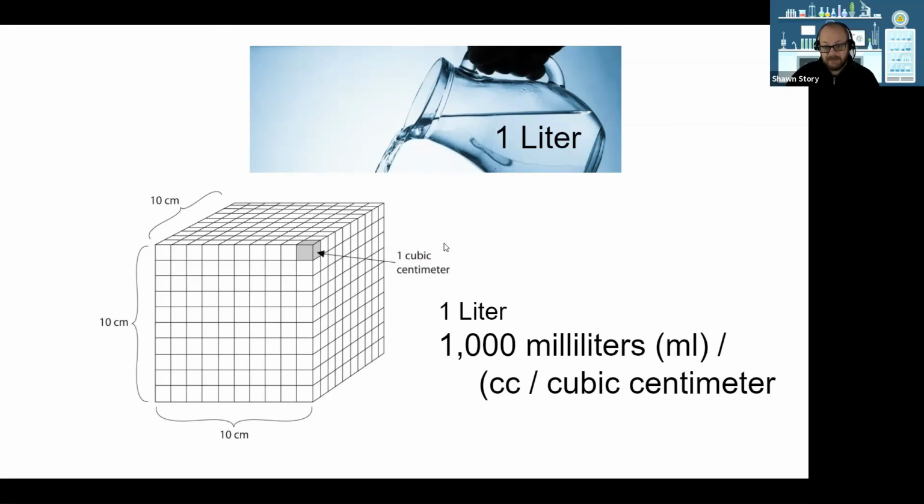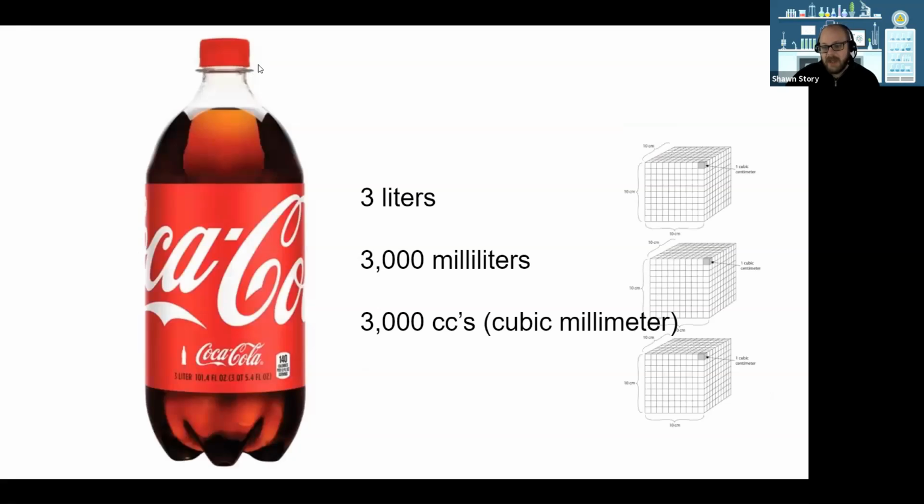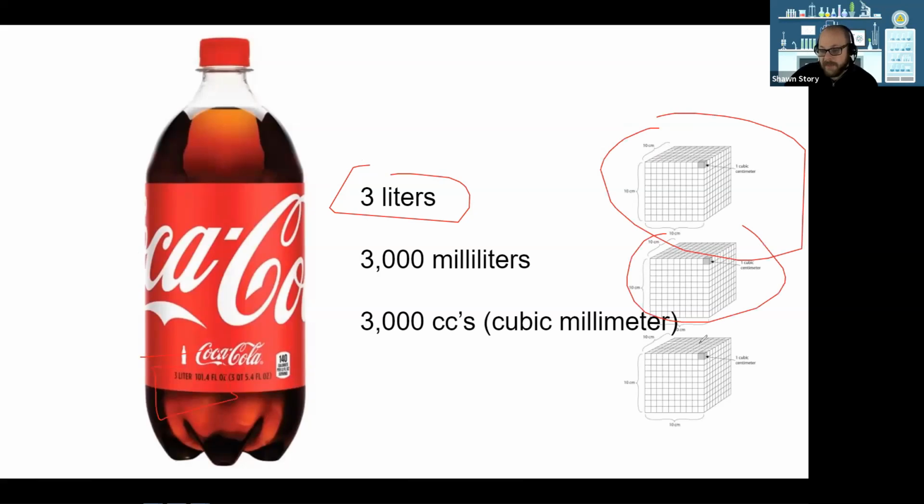Now let's look at our system, the standard system. Oh no, here's a math problem. If I buy a 3-liter bottle of Coca-Cola, how many milliliters would that be? Here's my liter, so I have 1, 2, and 3 of them. Each of these is 1,000 cubic centimeters, so there'd be 3,000 milliliters, or 3,000 cubic centimeters. Sorry, that's a typo here. That should be cc's, cubic centimeters, 1 centimeter by 1 centimeter by 1 centimeter. Again, we just move the decimal place over.